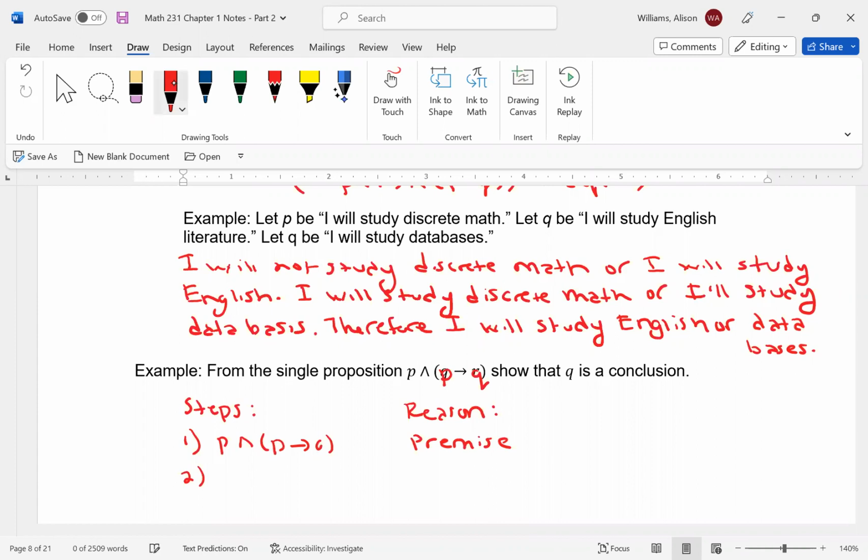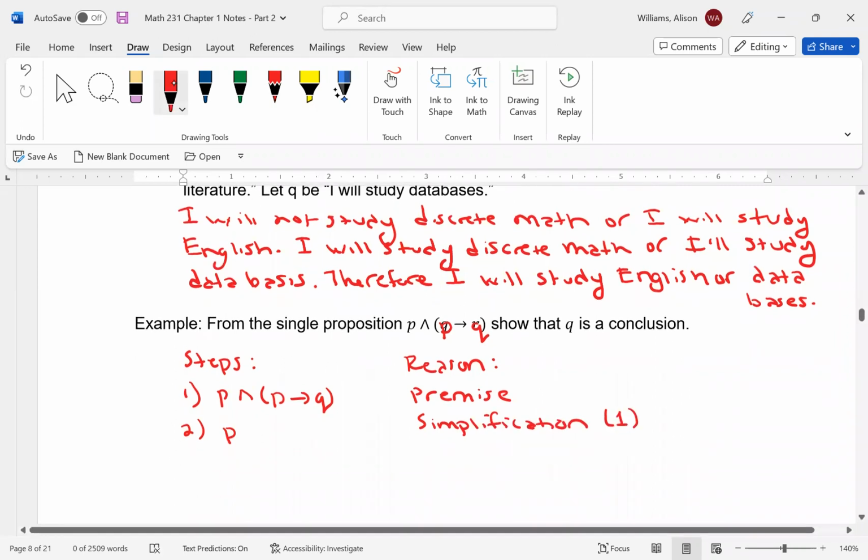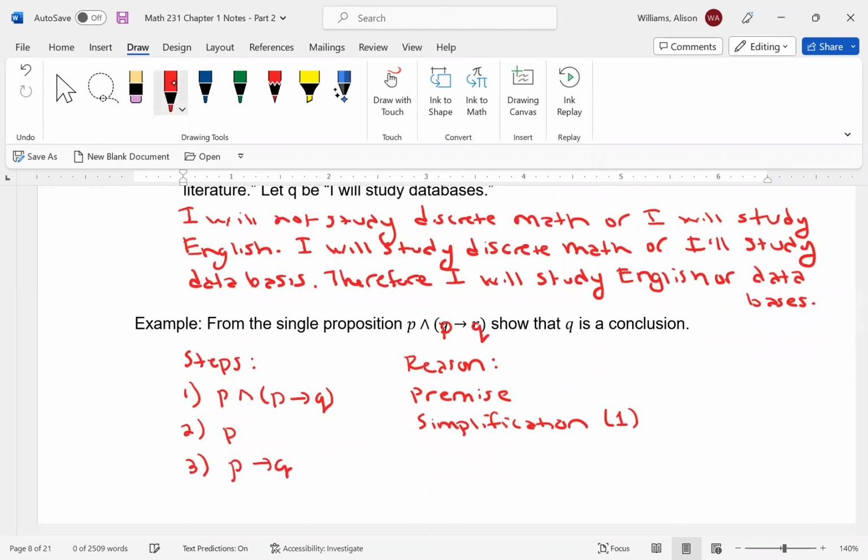So either P happens and P implies Q. Using simplification, I could assume either one of those. It doesn't matter which one I assume. For right now, I'll just assume the first one. I'm going to assume P happens. That's using simplification, and I'm using simplification on number one. So I'm going to refer to the step. I could have also concluded, by the way, that P implies Q. So that's what I'm going to do. I'm going to use simplification again on the first step.